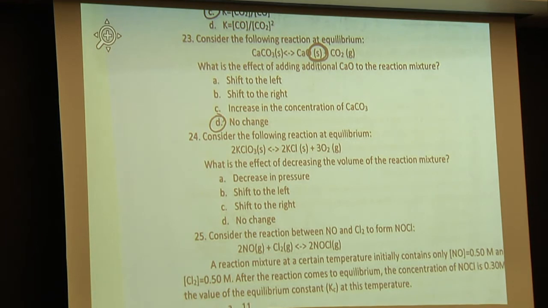All right, 24. Considering the following reaction at equilibrium, what is the effect of decreasing the volume of the reaction mixture?